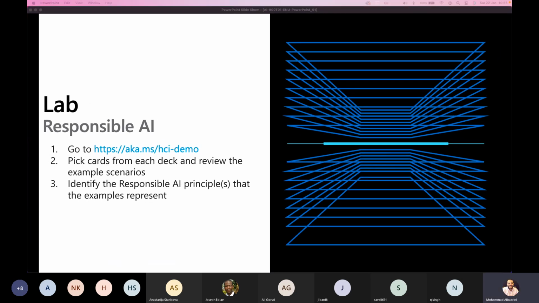Yes, you can select any cards from there, and then identify the responsible AI principles in there. Mohammed, just a question. When you talk about the cards, are you talking about the ones with the blue ones, the G1, G1A, G1B? Is that the one you're talking about, the cards? I think so. I think this is kind of cards.